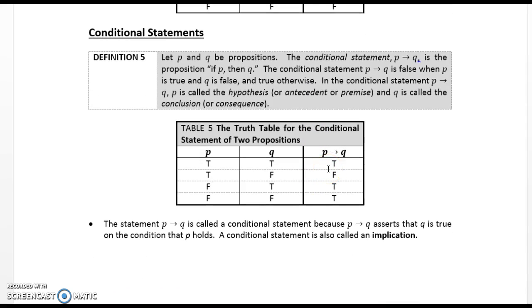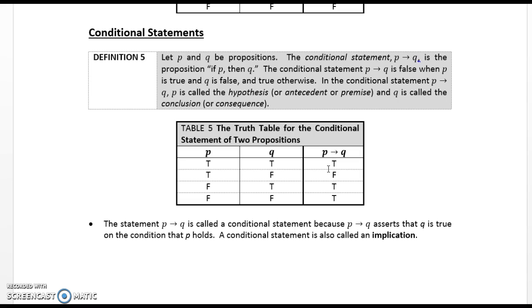Conditional statements. Definition 5. Let P and Q be propositions. The conditional statement P → Q is the proposition "if P, then Q." The conditional statement P → Q is false when P is true and Q is false, and true otherwise. In the conditional statement P → Q, P is called the hypothesis, antecedent, or premise, and Q is called the conclusion or consequence. You can see in Table 5 the truth values for the conditional statement of two propositions.